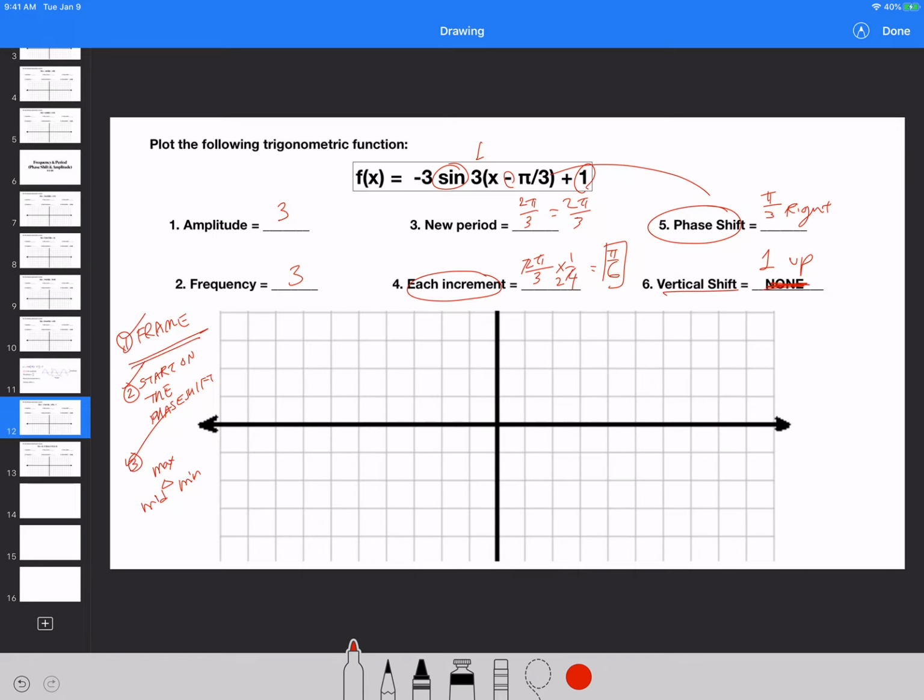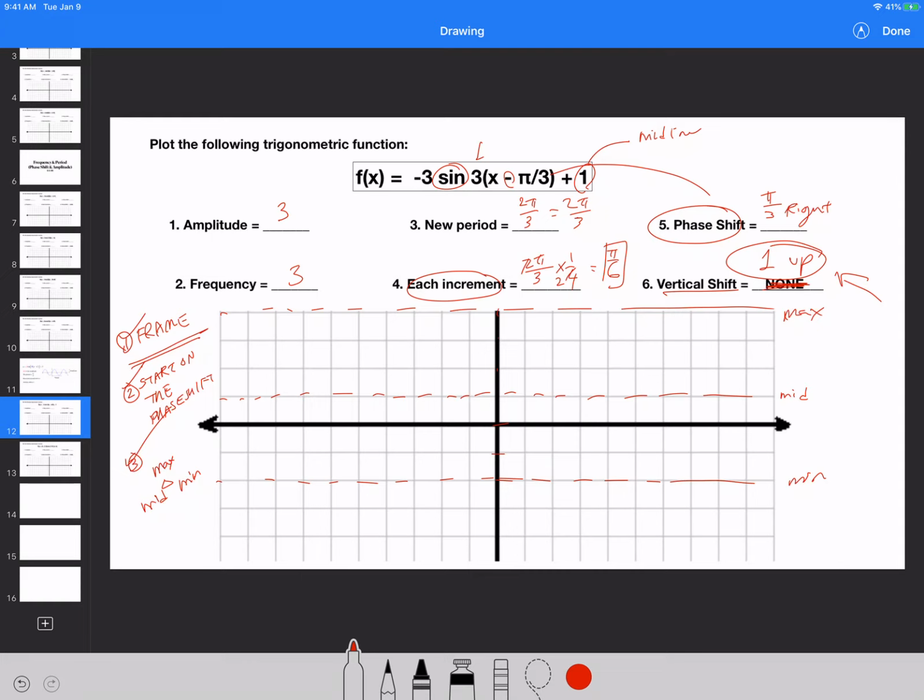Our first job is to always establish our framework, my top and bottom, and also my x value increments. So first, the very first thing that we need to do is establish our vertical shift being at positive 1. This right here becomes your midline, right? Then you go down 3, so 0, -1, -2. That's where my minimum is going to be. And 1, 2, 3 up, at that positive 4, that's where my maximum is going to be. So now I have the vertical framework.